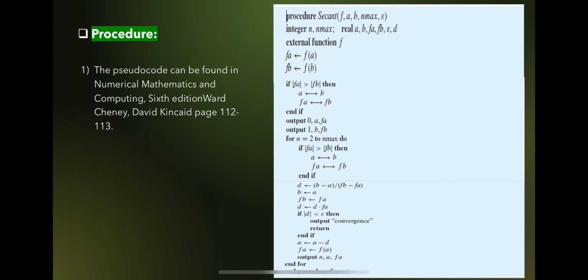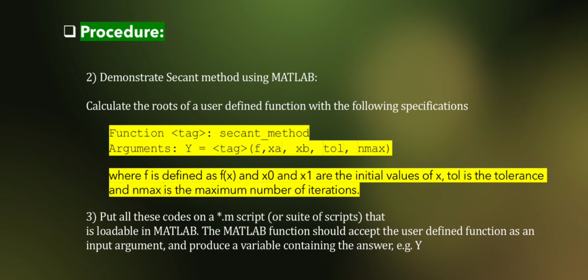So here's the procedure. Number 1, the pseudocode can be found in Numerical Mathematics and Computing, 6th edition, by Ward Cheney and David Kincaid, pages 112 to 113. For procedure number 2, we need to demonstrate the secant method using MATLAB and calculate the roots of a user-defined function with the following specification, like this below.